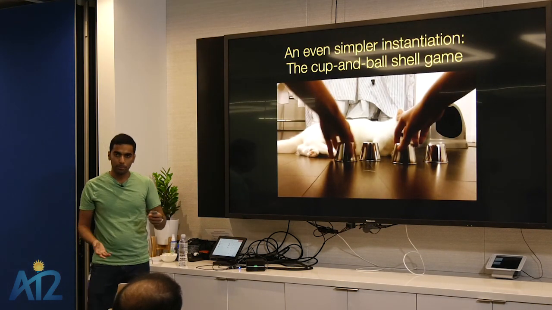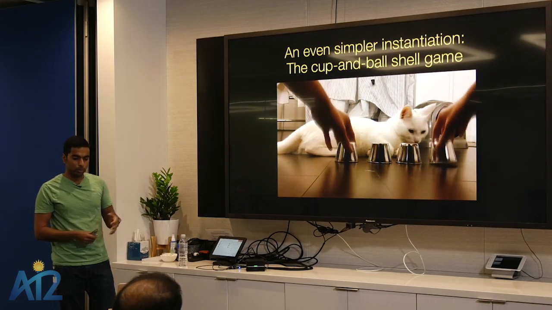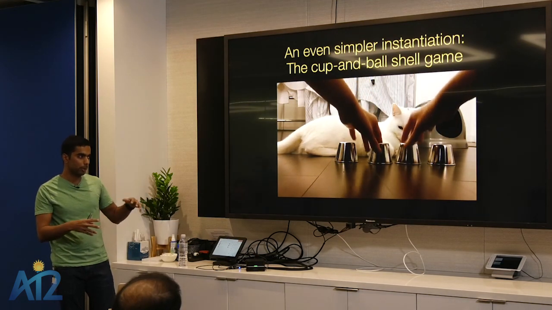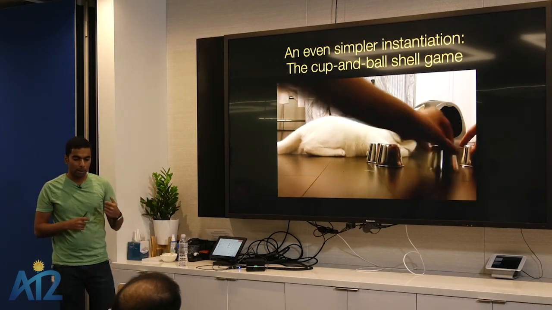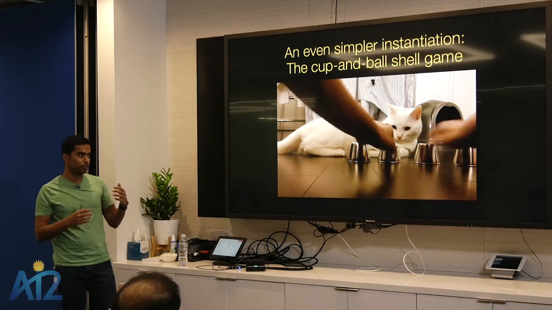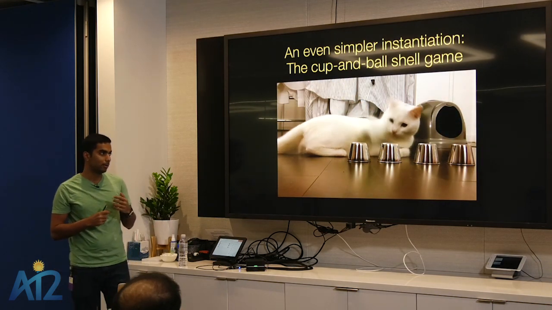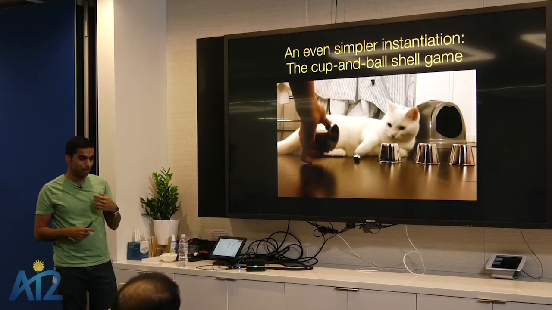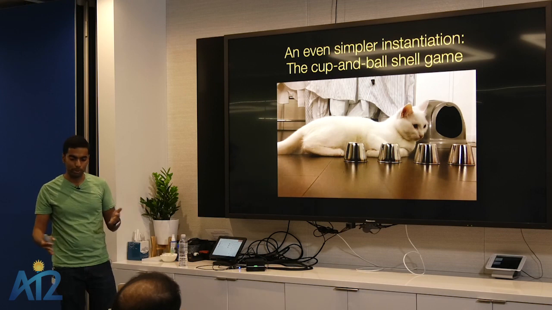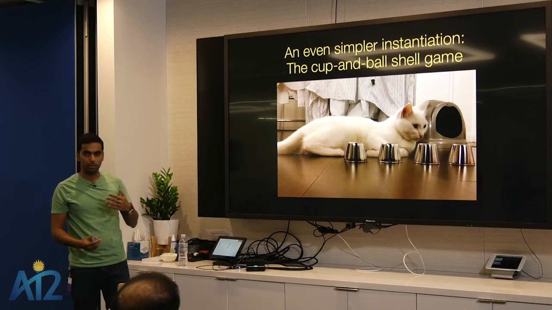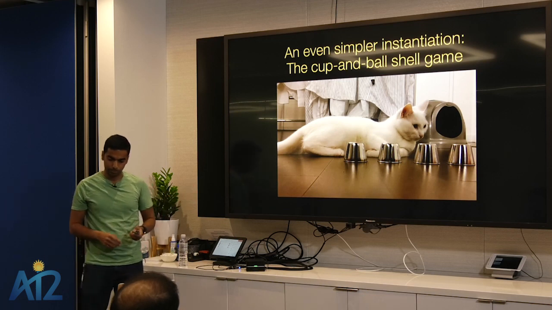An even simpler instantiation of something like this could be the cup and ball shell game. The setup here is you have a bunch of cups, and you have a ball under one of these, and then somebody just shuffles these cups around. The task at the end is to recognize which of these cups has the ball under it. Even cats are able to do that, but obviously our video models cannot, because video models are just looking at a bunch of individual frames sampled uniformly, and with a setup like that there's no way it can solve a task like this.